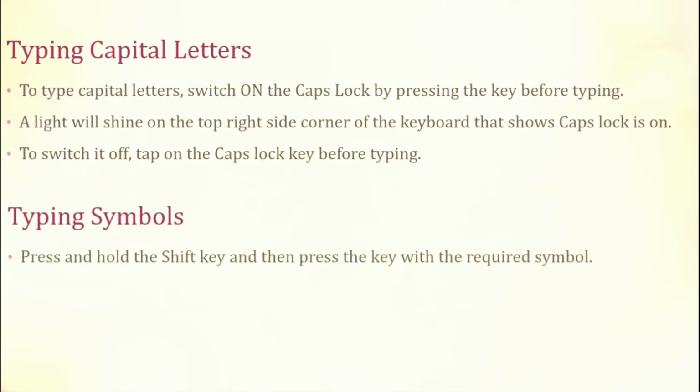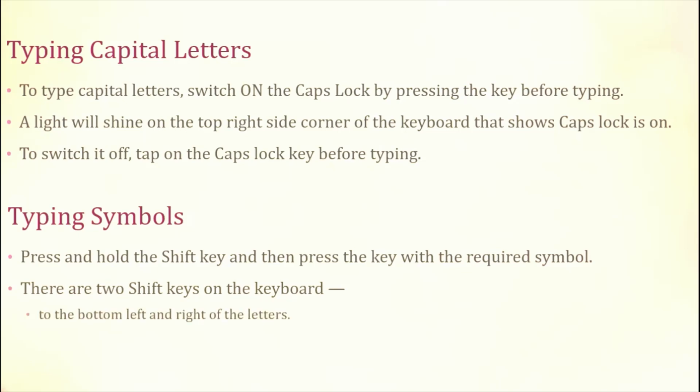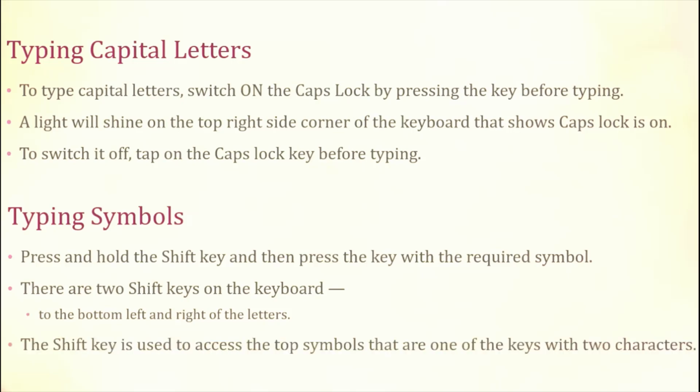Typing symbols. Press and hold the shift key and then press the key with the required symbol. There are two shift keys on a keyboard, to the bottom left and right of the letters. The shift key is used to access the top symbols on keys that have two characters.